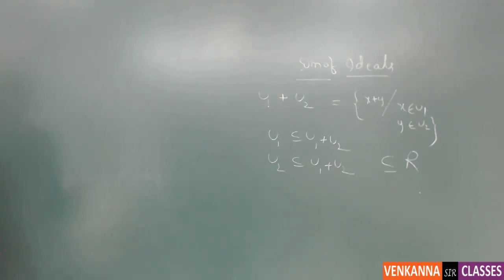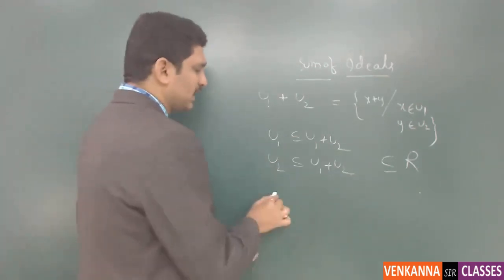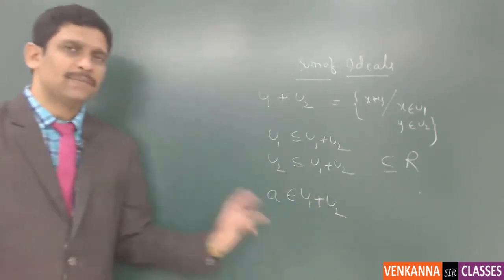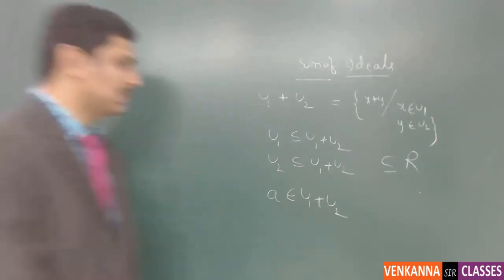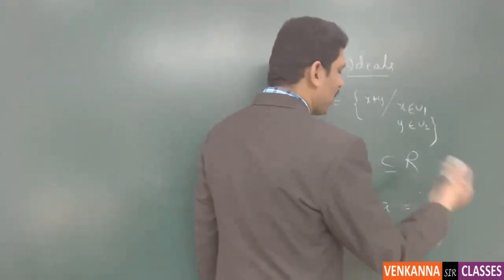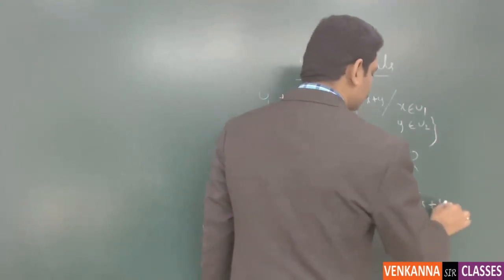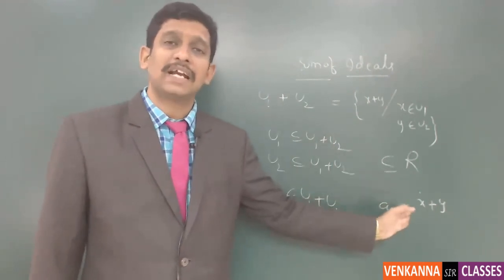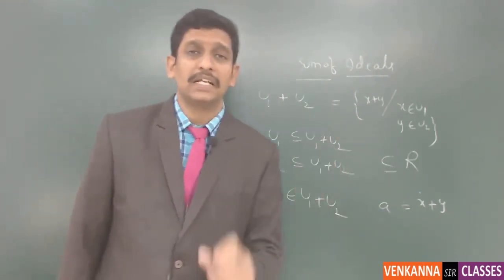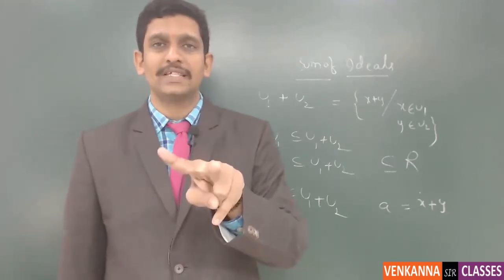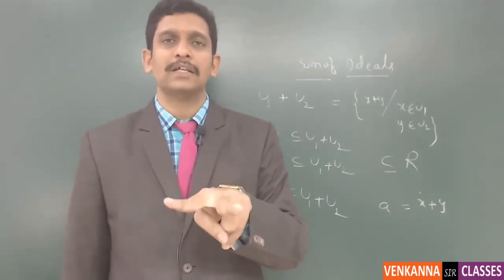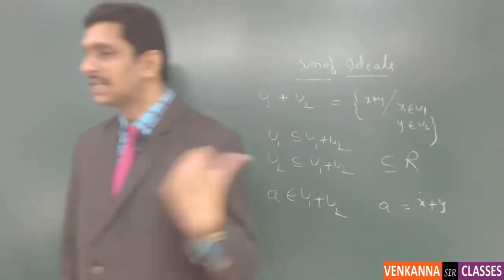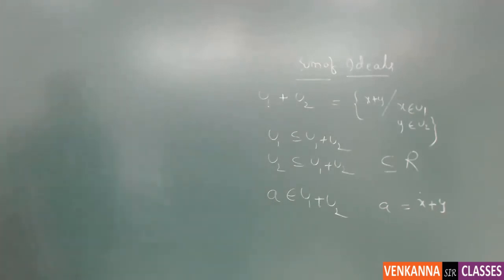From this notation, we can observe that if a belongs to U1 plus U2, it means that a can be written as the sum of two values, where the first value belongs to the first ideal and the second value belongs to the second ideal. We can understand that the element can be split in two ways. The first belongs to the first set, the second belongs to the second set. That is the concept of the sum of the ideals.